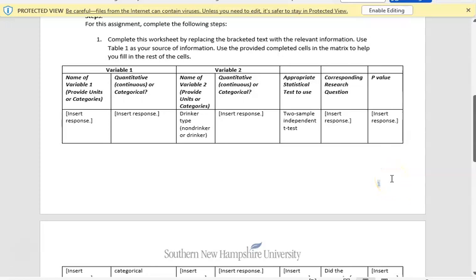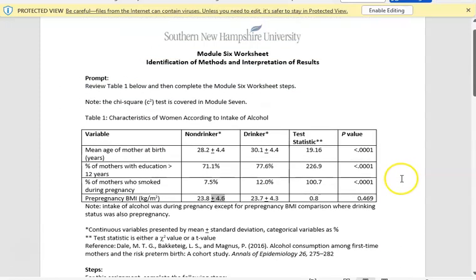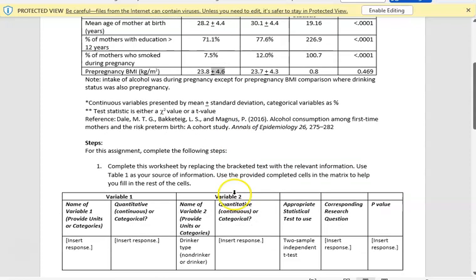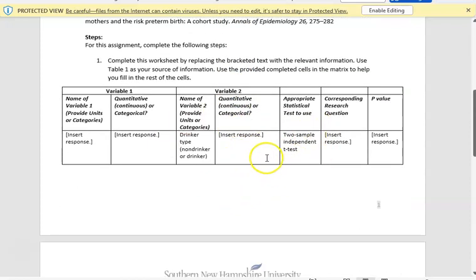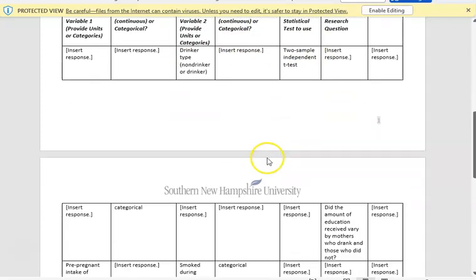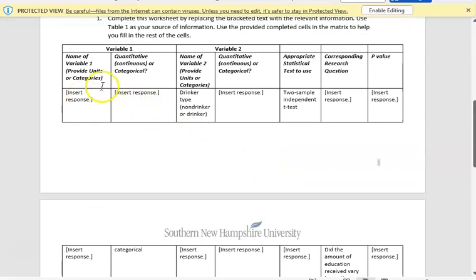Hello, this is John Hart, and we'll be going over the 6.2 worksheet where we have this table as our reference, and we're just moving variables around in the matrix as an exercise, following the hints along the way.